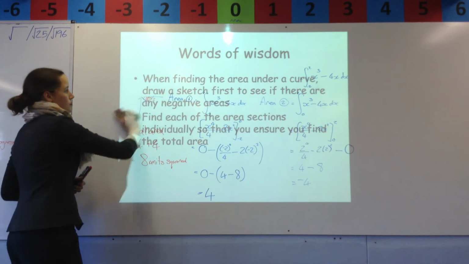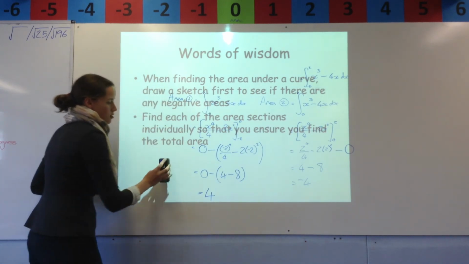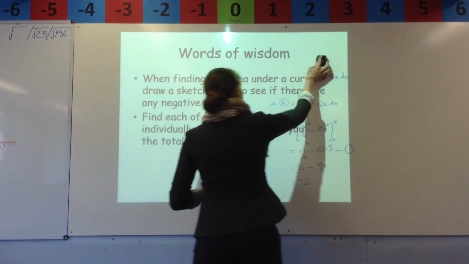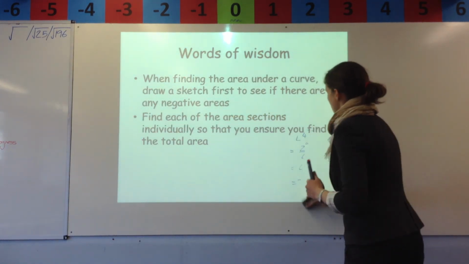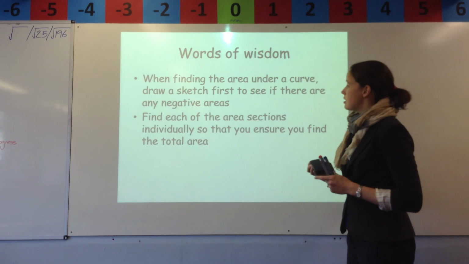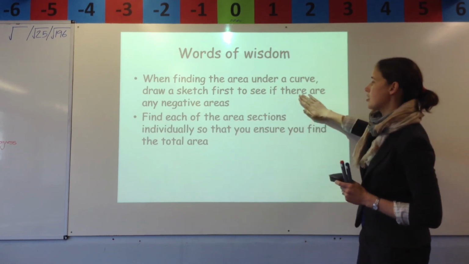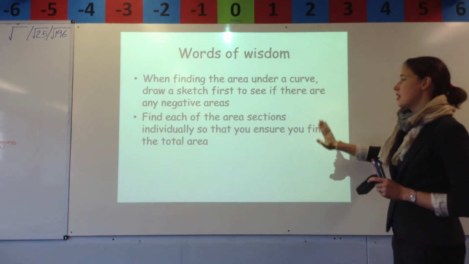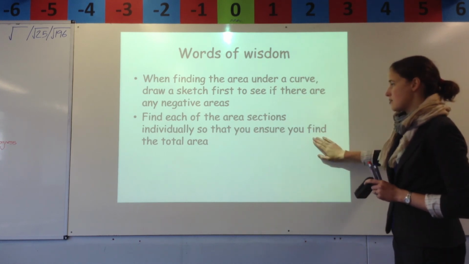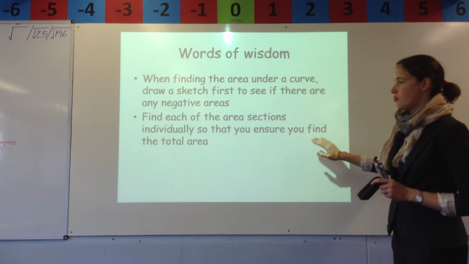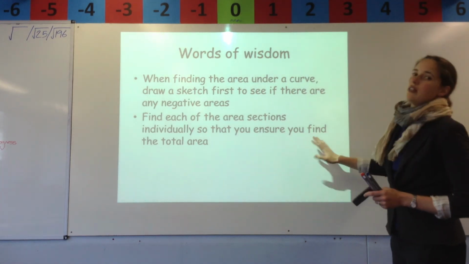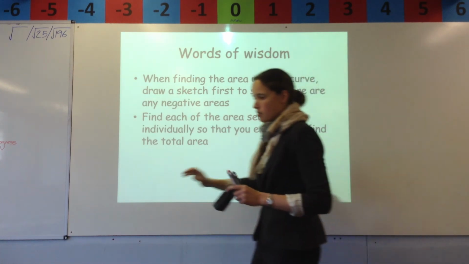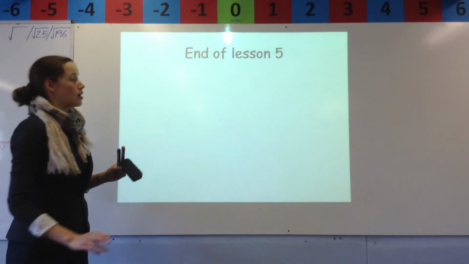So words of wisdom. And I think these questions we're going to need to do in class so that I can give you a hand with them, just in case anything goes wrong. But these are the words of wisdom that you need to keep in mind. So when finding the area under a curve, draw a sketch first to see if there are any negative areas. Find each of the area sections individually so that you ensure you find the total positive area, so the total size of the area. Okay, and I think that's the end of lesson 5.